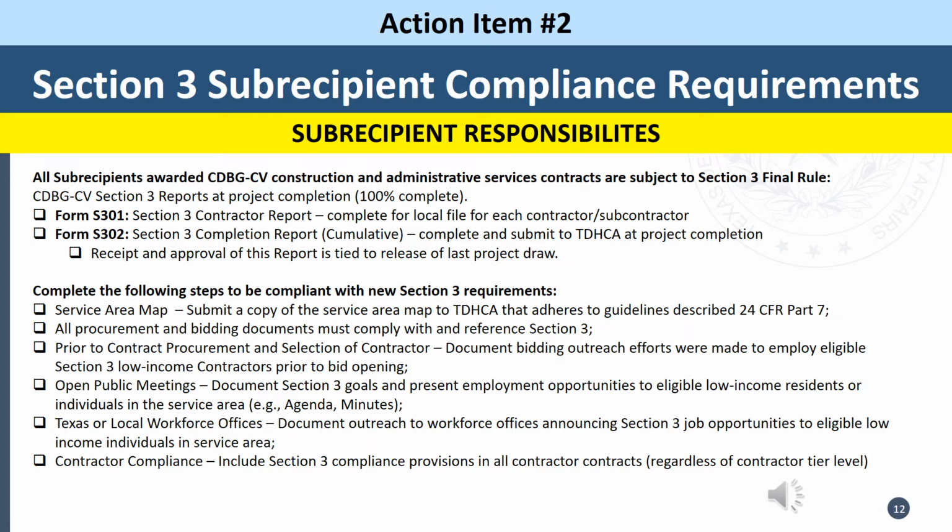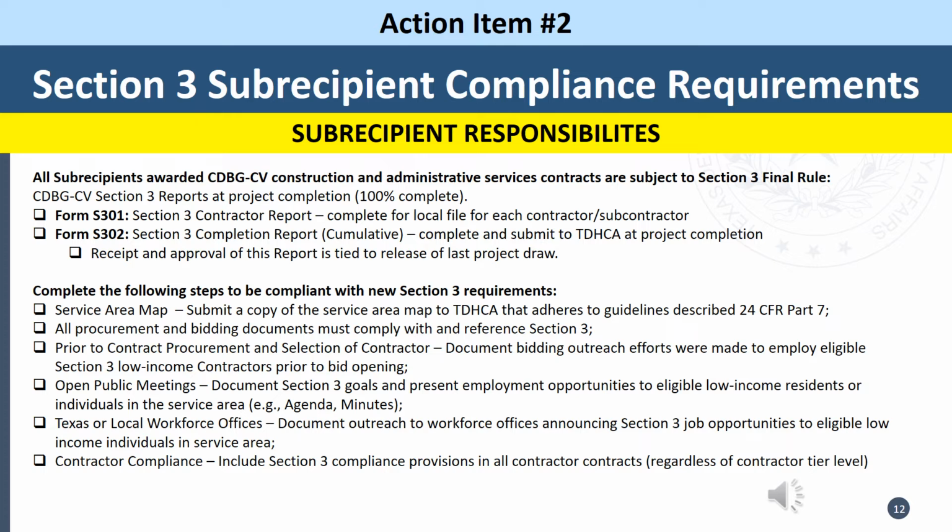There's a service area map, which we will get into more detail on in just a bit, but we do need to receive a copy of the service area map. Any procurement and bidding documents must comply with and reference Section 3. And prior to contract procurement and the selection of your contractor, we need you to document bidding outreach efforts that were made to employ eligible Section 3 contractors prior to bid opening.